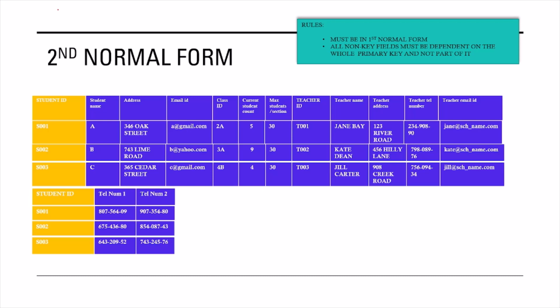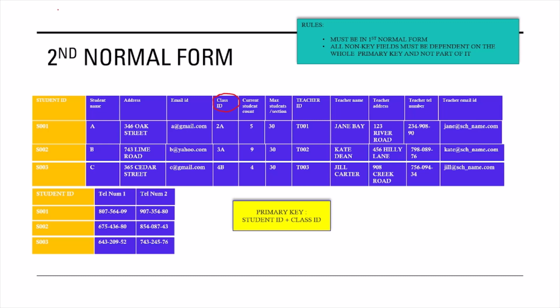Now, looking at the student table, you will observe that we have a field called class ID. We could think of a candidate key being a combination of the student ID plus the class ID. But then, every non-key field must be dependent on this entire primary key, that is student ID and class ID together. So let's examine the non-key fields. Looking at student name, is it dependent only on student ID or is it dependent on student ID plus class ID? And the answer is it's dependent only on student ID.